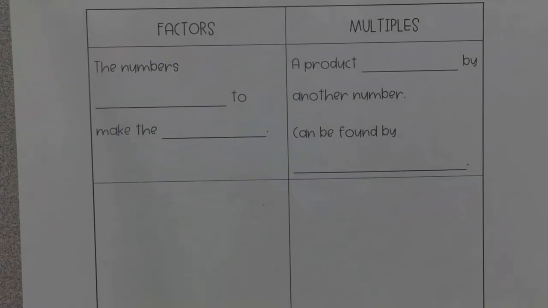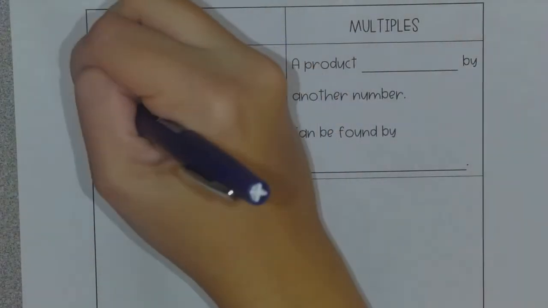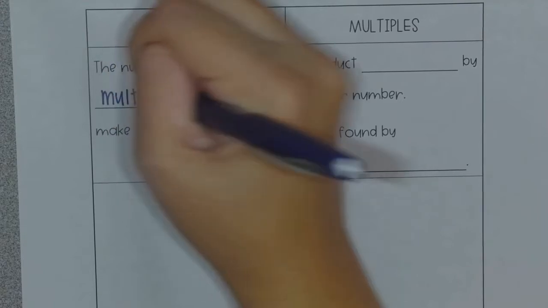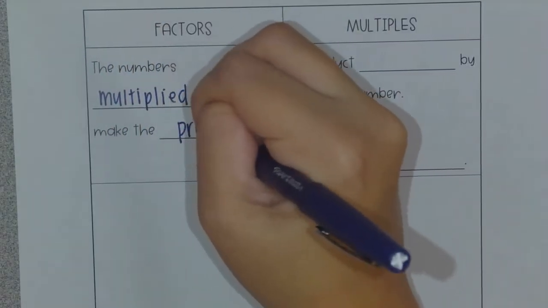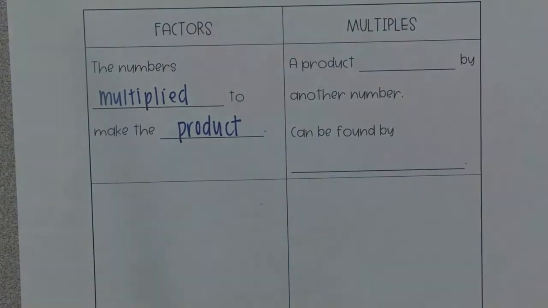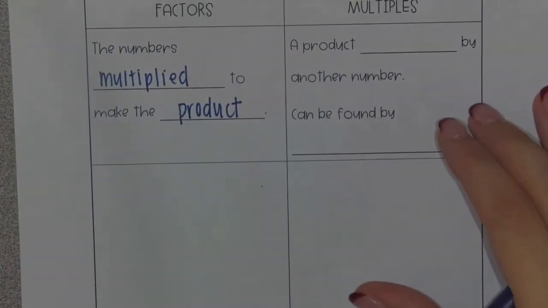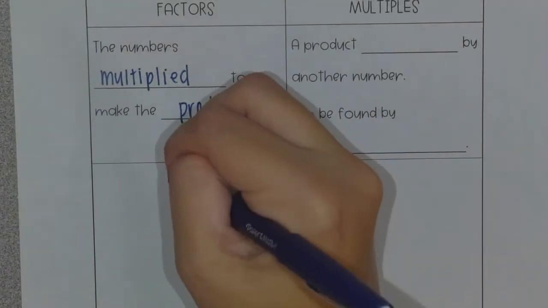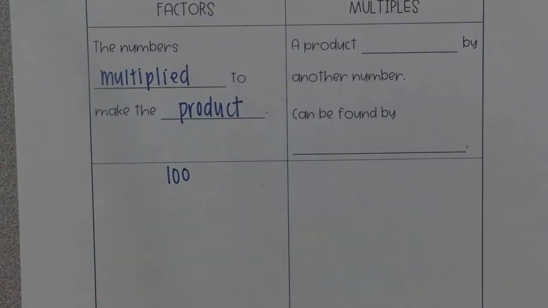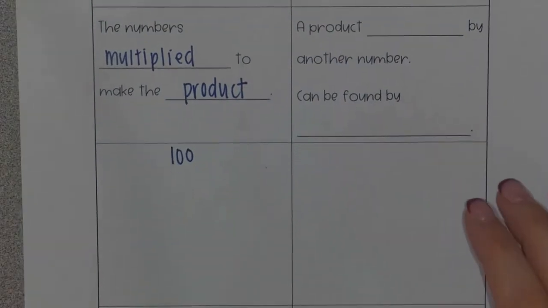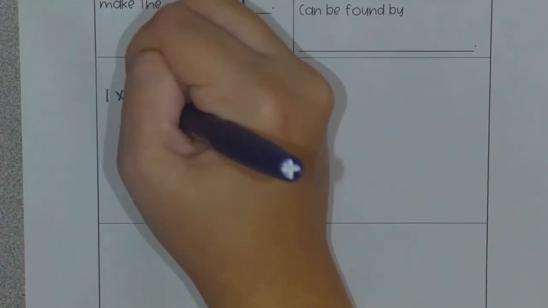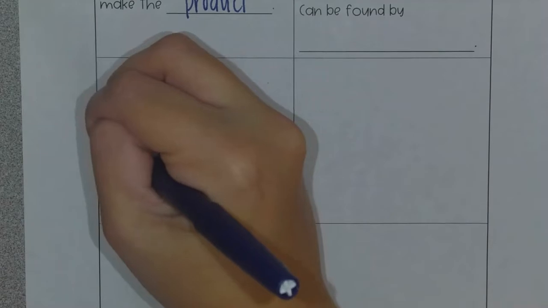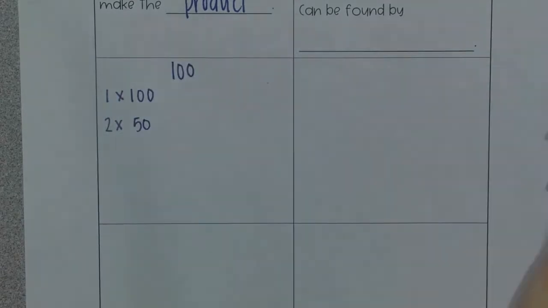Let's start with factors. Factors are the numbers that are multiplied together to create or make the product. So for example, if I said the product is the number 100, I'm looking for all of the ways that I can multiply two numbers together to make 100. First one that comes to my mind is 1 times 100. Then I think of 2 times 50.